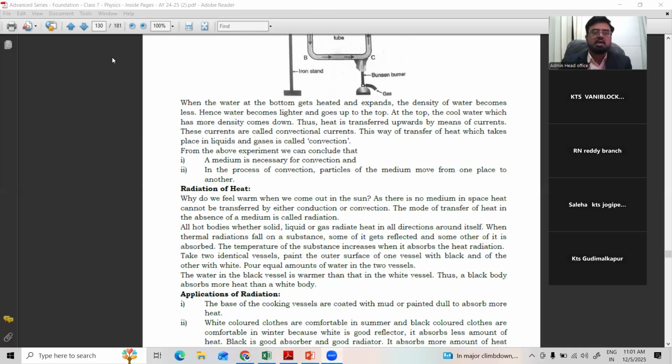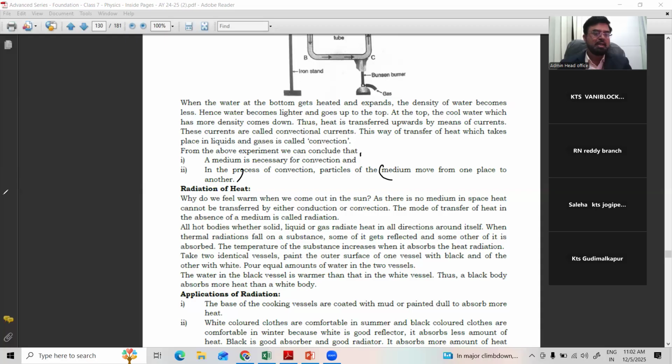Convection also has applications, because we use solids and liquids. A medium is necessary for convection. There should be a medium. Without a medium, it cannot transfer. The convection method is not possible in vacuum or space. In the process of convection, particles of the medium move from one place to another place. So, due to actual movement of the particles only, the convection process takes place. Whereas conduction doesn't require movement of particles. They just pass the energy to the next and next.